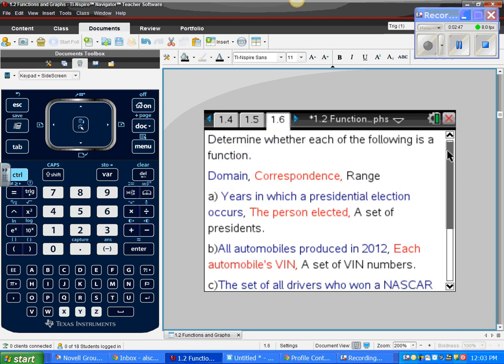Here we're going to determine whether each of the following is a function. Same thing. What you see in blue is your domain. Red is your correspondence or your relationship. And range is in black. First one says years in which a presidential election occurs. The person elected is your correspondence, and the set of presidents is your range. And this correspondence is a function because each presidential election gets exactly one president elected. Okay, so only one president is being elected in the year for a presidential election. So that first one is a yes.